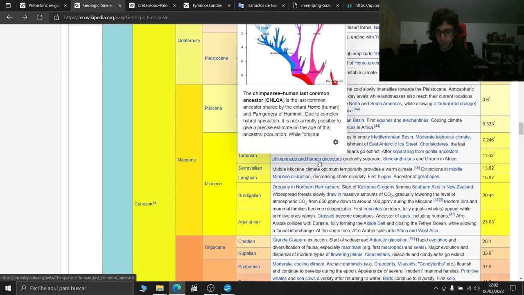Chimpanzee-human last common ancestor is the last common ancestor shared by the extant Homo and Pan genera of Hominini. Due to complex hybrid specialization, it's not currently possible to give a precise estimate of the age of this ancestral population.